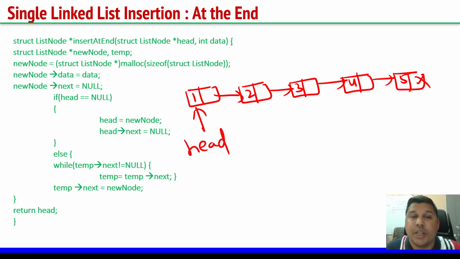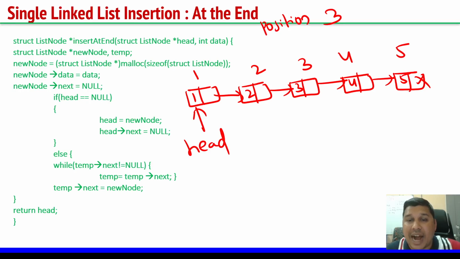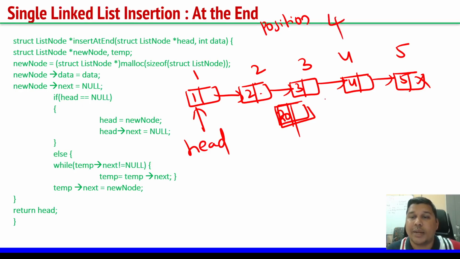Now let us assume the variable as position. So this is position 1, 2, 3, 4, 5. We have 5 elements and every element has some position. Now I want you to insert a new element at position 3. It means after 2, in between 2 and 3, I want to add a new element 20. Or maybe somebody tells you, let the position be 4. It means I have to add a new element between 3 and 4.